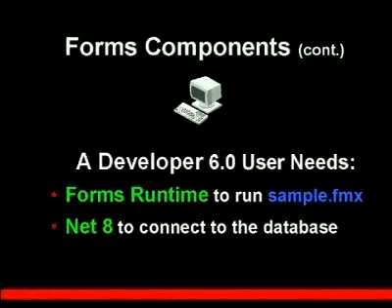Now, the user, this would be a client-server user. What that means is that they're not connecting through the internet, they're just using the network of the company or whatever. So the Developer 6.0 user just needs to have the runtime, and he needs to have access to the FMX file only. And this does not necessarily have to be on his computer. It could be somewhere in network directories, and then he needs the Net8 to connect to the database.